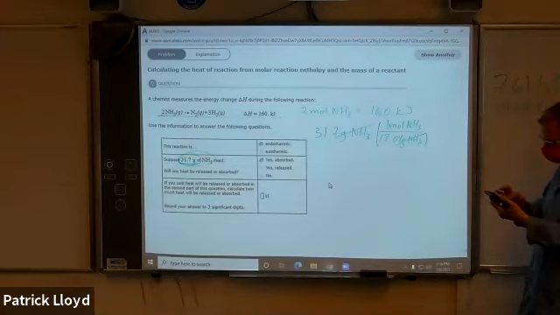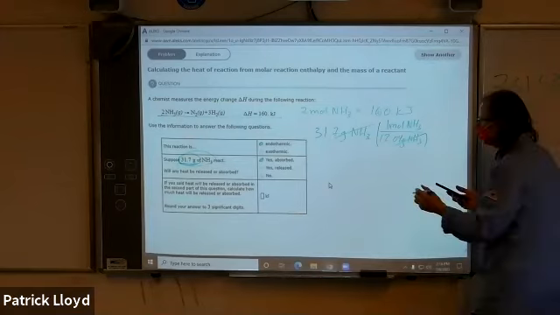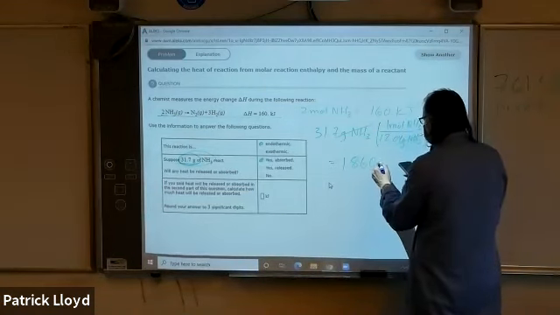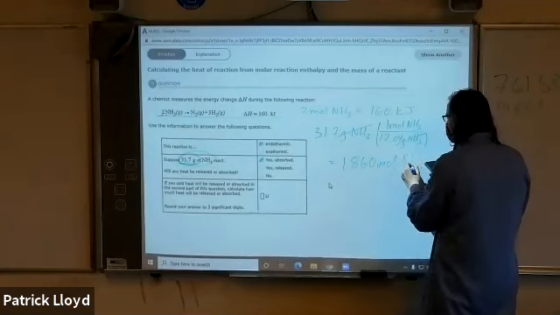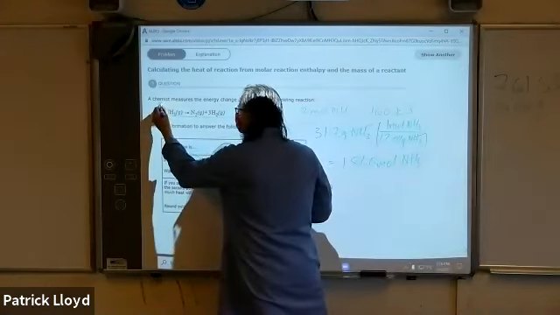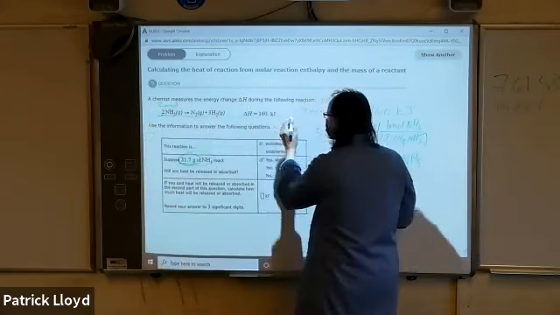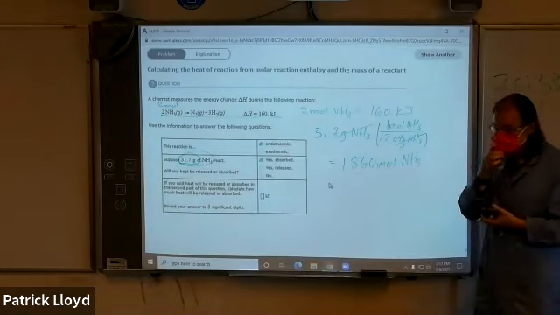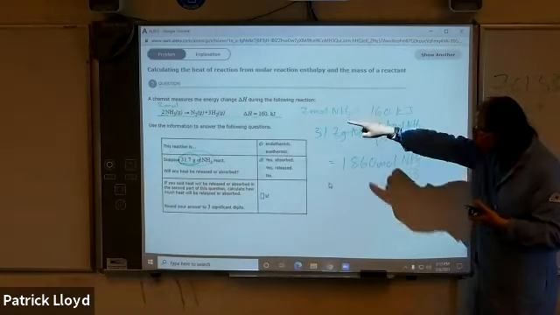Okay, so 17.04. So you get 1.860. Now, let's estimate this. Like I said, if this was 2 moles, it would be 160. It's actually not that far off from 2 moles. It's pretty close to 2 moles. So it's actually going to be close to 160.